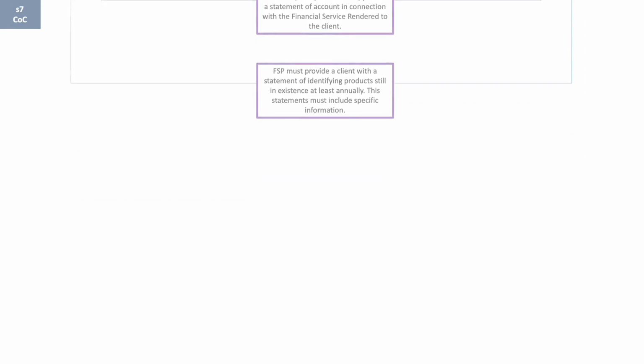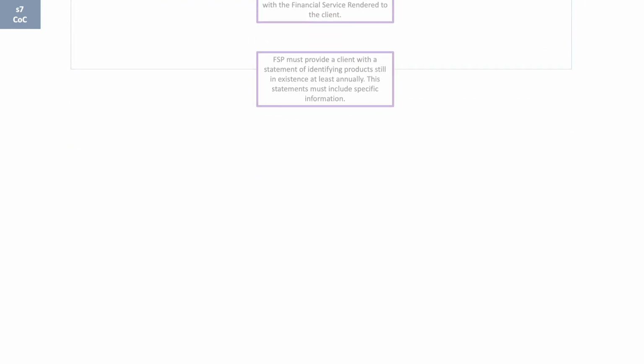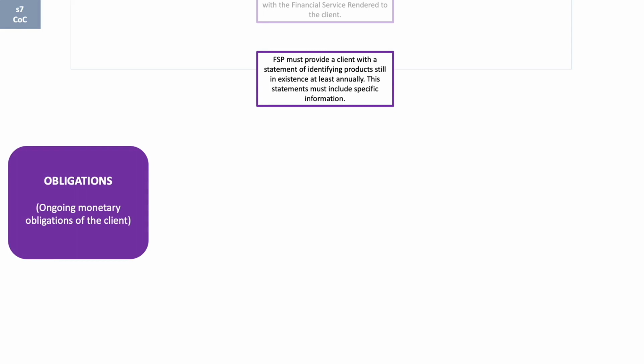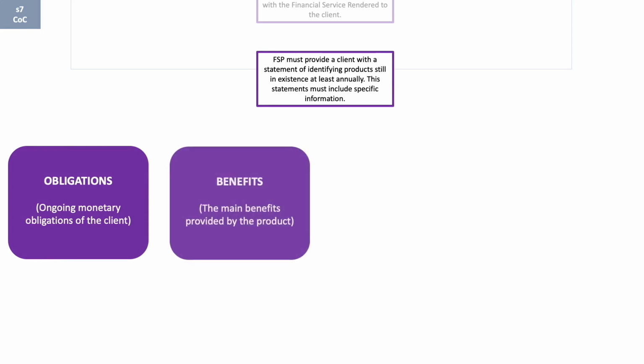Next, we cover the fact that an FSP must provide a client with a statement identifying, listing, and mentioning products that are still in existence at least annually. This statement must include specific information. This specific information is obligations, the ongoing monetary obligations of the client. Benefits, the main benefits provided by the product.